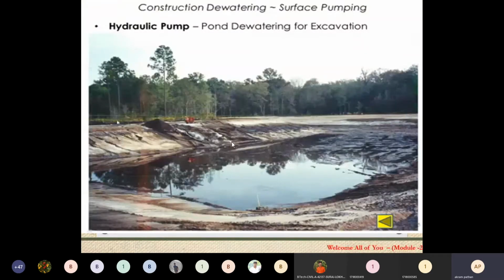Now you can see here, this is the rectangular ditch or trench. Here the red indicates the pump position, and this is the suction pipe. The suction pipe is inserted in the water, and then we have to start the pump. This is a simple method by which we can dewater this particular area.